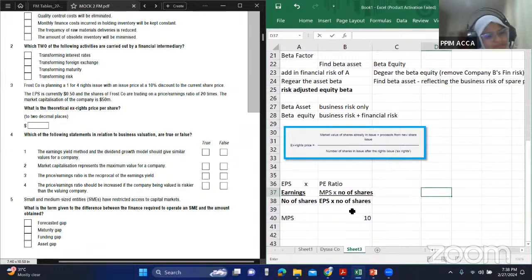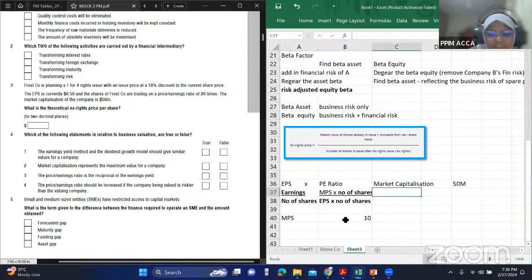Okay, so now this is the market price per share. If I multiply it by the number of shares in issue, we can get the total market value of the shares in issue. So now I have to calculate the number of shares in issue. How do I do that? I have the market capitalization. That is 50 million. So if I divide this 50 million by 10, that is the market price of one share, I will be able to get the number of shares in issue.